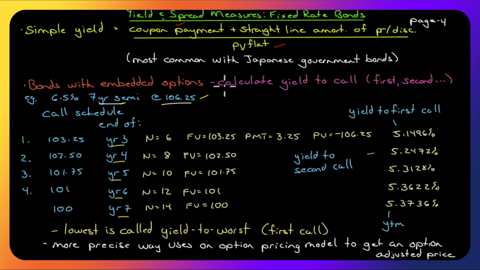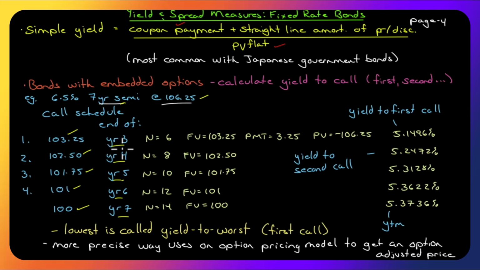So it's callable at the end of year 3 for 103.25. Callable at the end of year 4 for 102.50, the end of year 5 for 101.75, the end of year 6 for 100, and if it's not called, it simply just matures at par at the end of year 7. And let's calculate a yield for each of these.